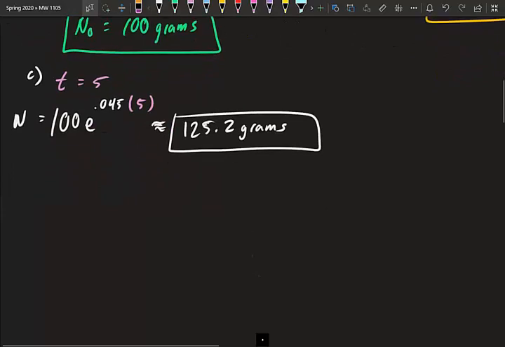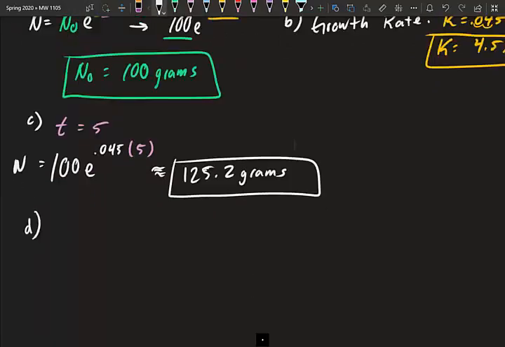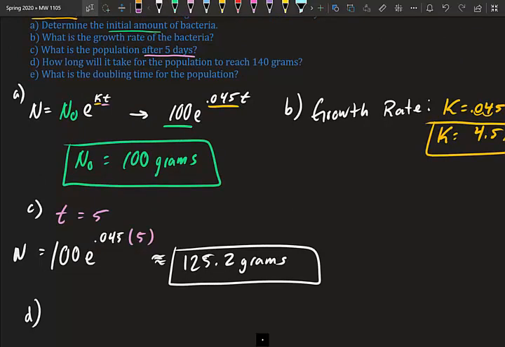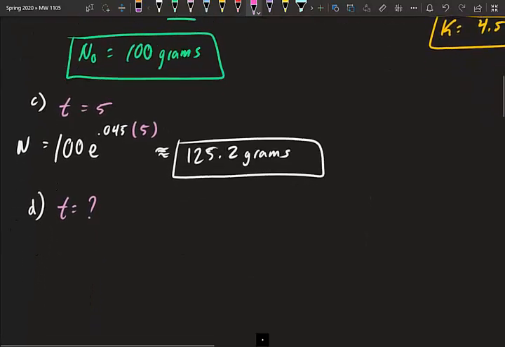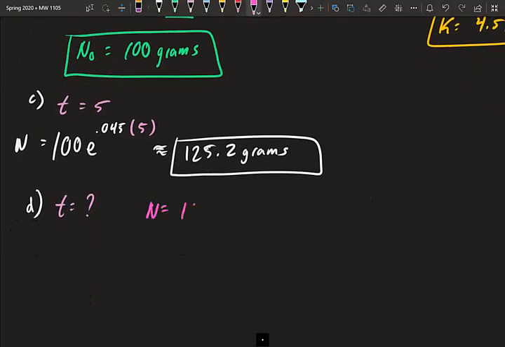Alrighty, part D. So part D is how long, that's always time. You're talking about how long will it take for the population to reach 140 grams? So now we're trying to find when we are going to get the amount of 140 grams. So let's plug it in. We have 140 equals 100 times e to the power of 0.045 t. That's what we're trying to solve for.